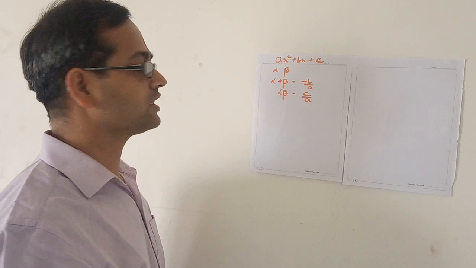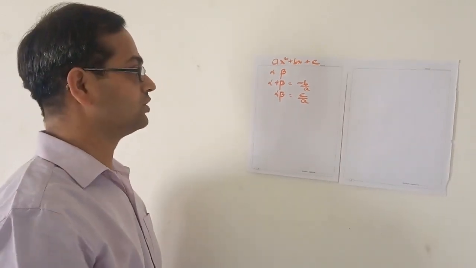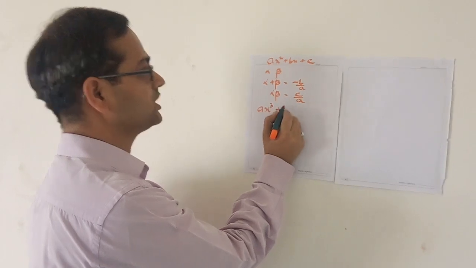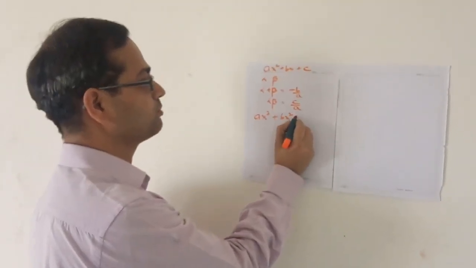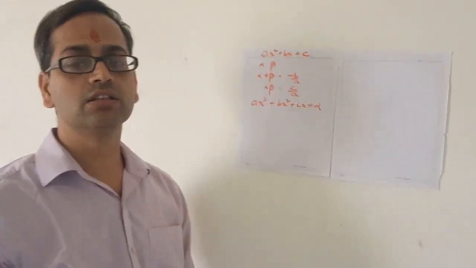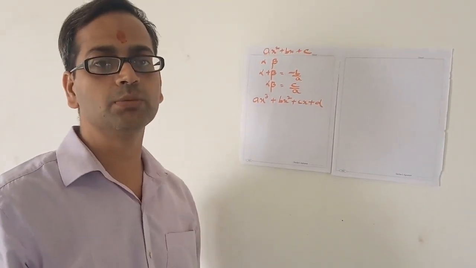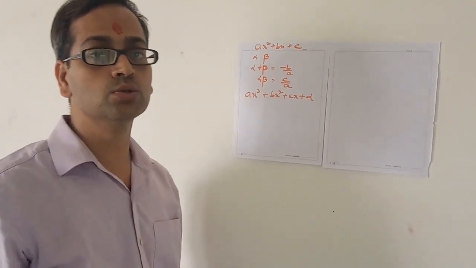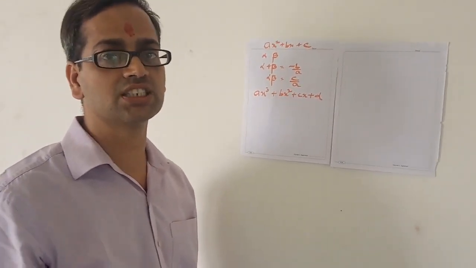Similarly, if you are having a cubic polynomial, then the form would be ax cube plus bx square plus cx plus d, and let the three roots of this cubic polynomial be alpha, beta and gamma. Then the relations between the roots and the coefficients are as under.